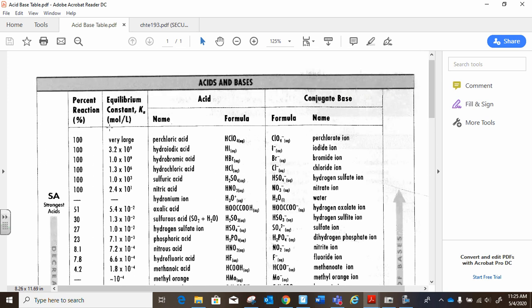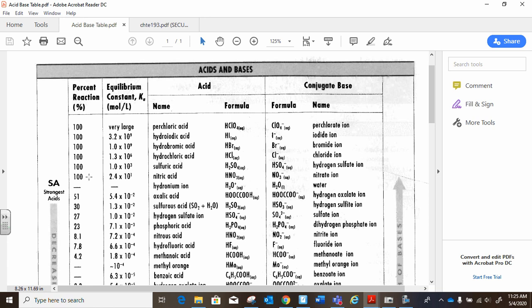A couple of things I want you to notice. First of all, the first 6 here have a percent reaction of 100%. That is incredible and very important. So take the time now to write those 6 acids on your green sheet. Pause this video so you have time to do so. Perchloric acid, hydroiodic, hydrobromic, hydrochloric, sulfuric, and nitric. Write those 6 on your green sheet. It's very, very important that you know that they ionize 100%. So they are all going to lose their H's totally.